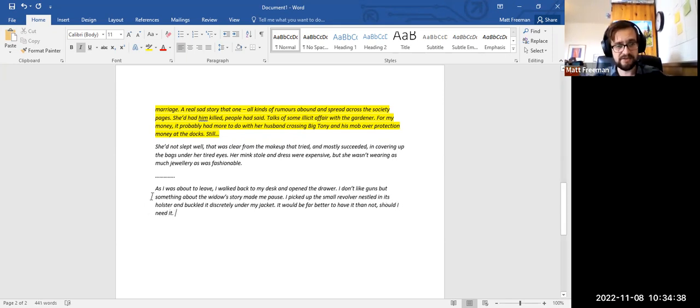So I've just had the character as they're about to leave. They go back to their desk. They pick up the gun and they buckle it on. Right. Okay. So a couple of things to mention here. Firstly, what I'm doing here is I'm amping up the tension because we now know that the character believes that there may be something out there he might need to defend himself.